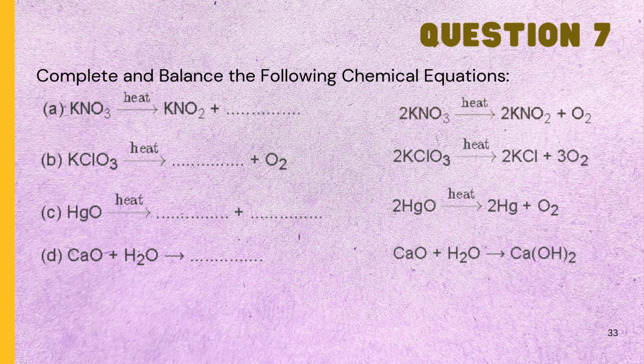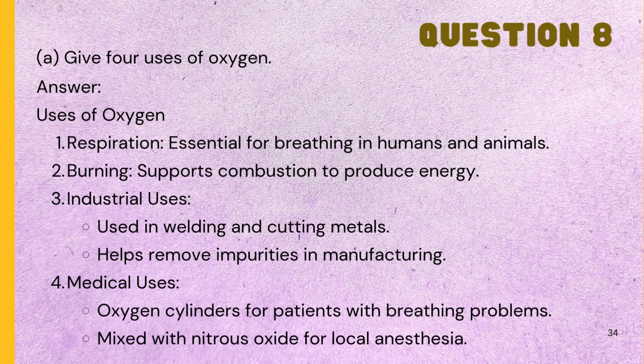Complete and balance the following chemical equations. A. Give 4 uses of oxygen. Answer: 1. Respiration, essential for breathing in humans and animals. 2. Burning, supports combustion to produce energy. 3. Industrial uses: 1. Used in welding and cutting metals. 2. Helps remove impurities in manufacturing. 4. Medical uses: 1. Oxygen cylinders for patients with breathing problems. 2. Mixed with nitrous oxide for local anesthesia.